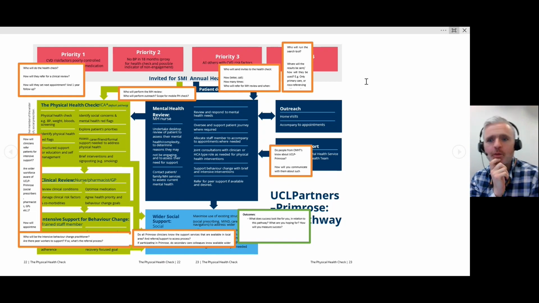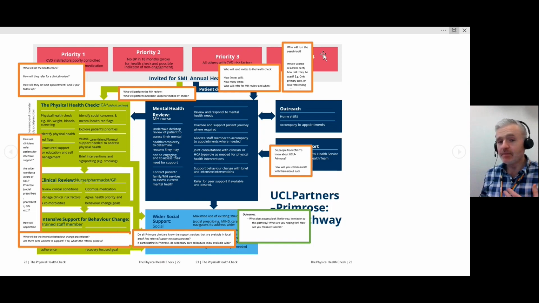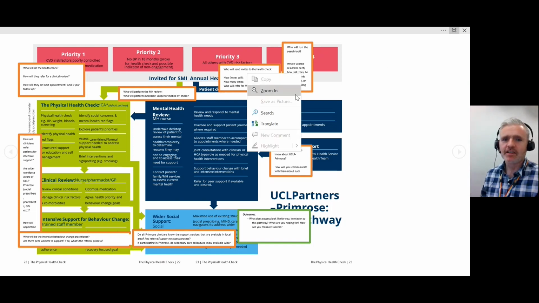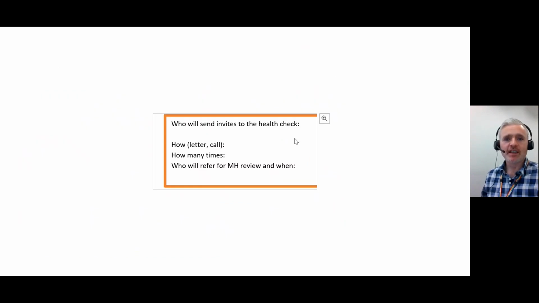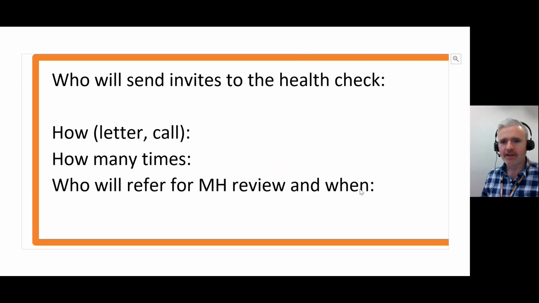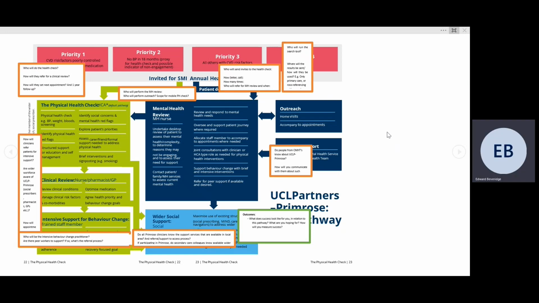You need to think about what you do with that information. Who does it go to? Who needs to see it? And who then invites people for the next stage? So this can be an admin process, but that will vary from place to place. So next you need to think about, on the basis of the stratification, who sends out the invitations to the health check? How do they do it? What's the mechanism whereby they invite people to come along for their health check? So you'll be able to see that we've said, is this a letter? Is this a call? Who invites them for their mental health review and when?